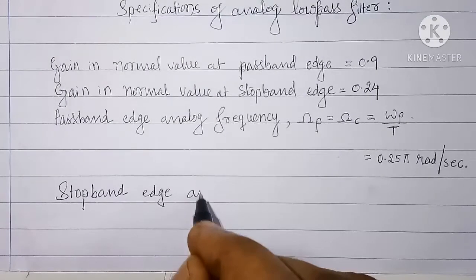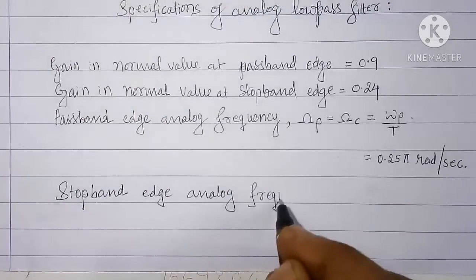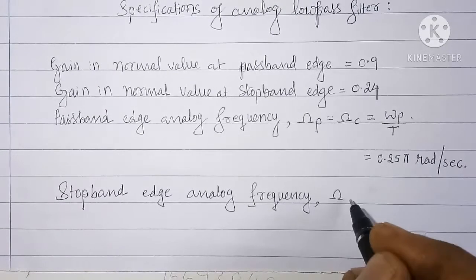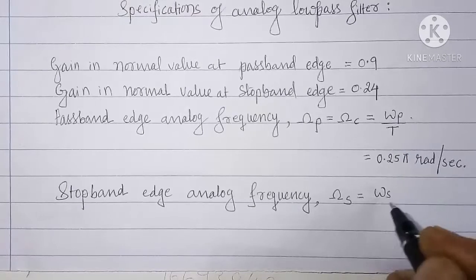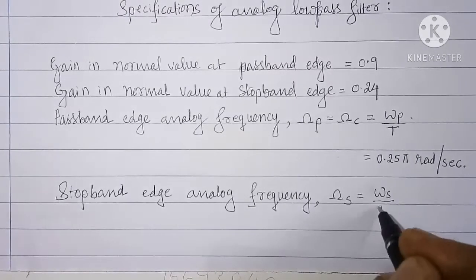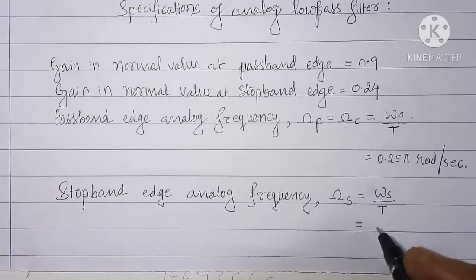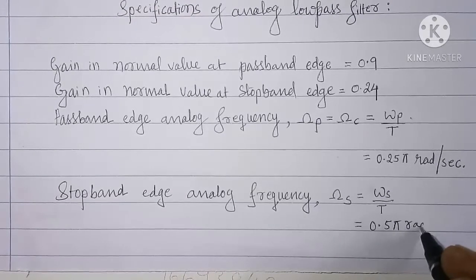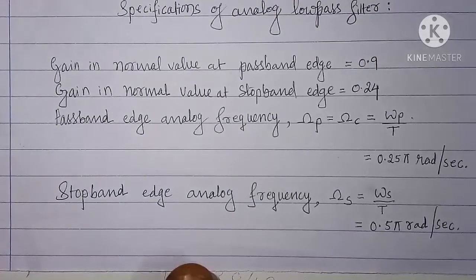Stop band edge analog frequency omega s is equal to digital stop band edge frequency by sampling time, and that is equal to 0.5 pi radians per second. Now we can calculate order of the filter N1.